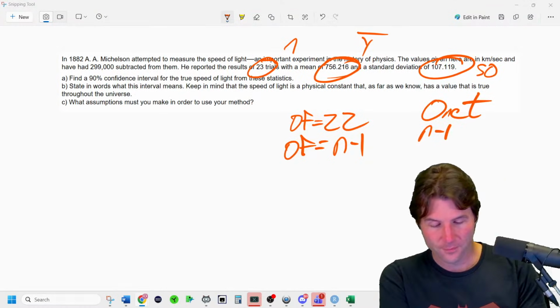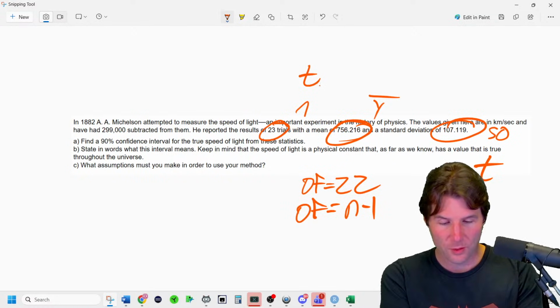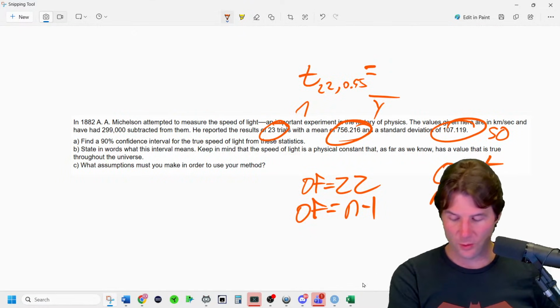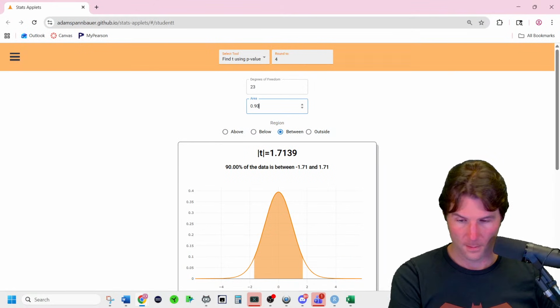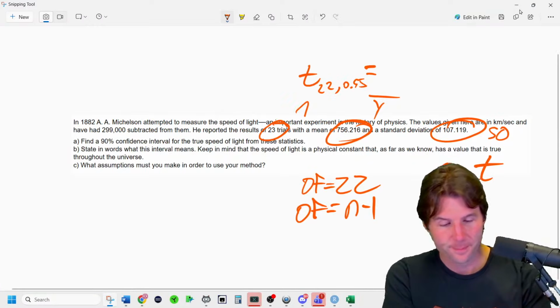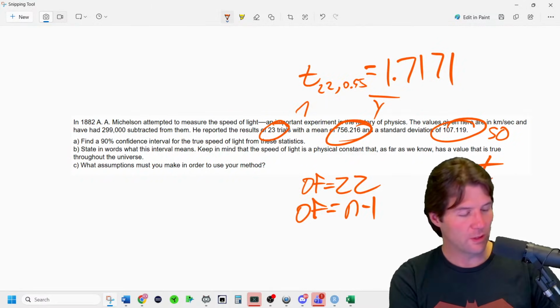So that is a t with 22 degrees of freedom and 0.05, 0.95, we'll put 0.95 equals... Did I put 22 or 23? I knew I did. So 1.717. Very similar to the z-score. It'll be used in this interval.